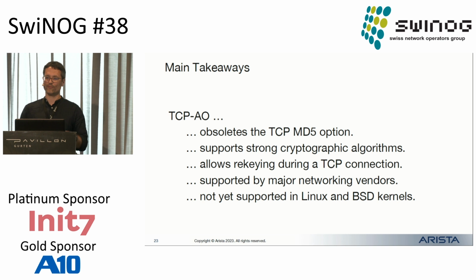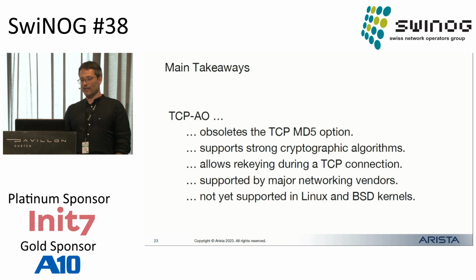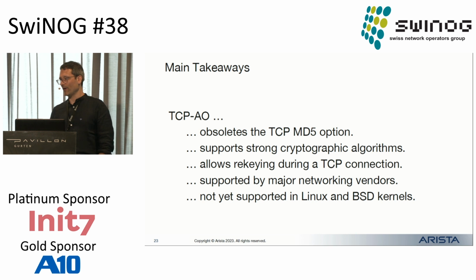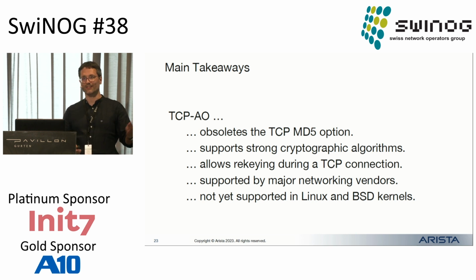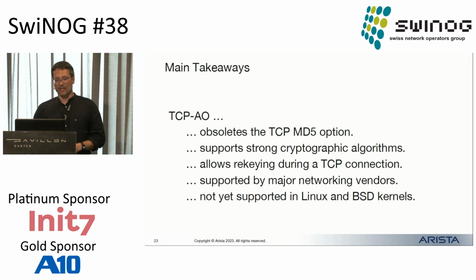So what are the main takeaways from the past couple of minutes? TCP AO is there to obsolete the TCP MD5 option. According to the RFC, this happened more than 10 years ago, but there we are. It supports strong cryptographic algorithms. Very nice properties, it allows rekeying during an existing TCP connection. We've seen that it is supported by many networking vendors, but there's no support yet in Linux and BSD kernels. I hope this was informative for you, and I recommend that you go and check your equipment if it's available for you.